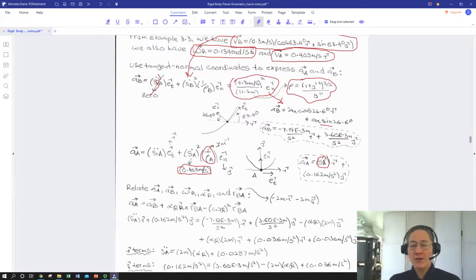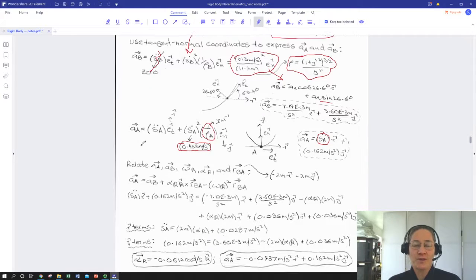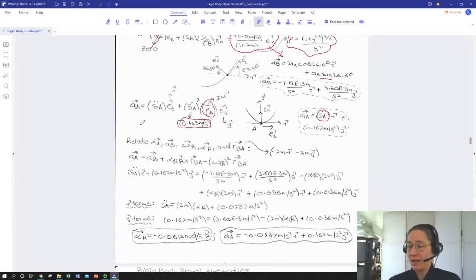So we could start, and we know they're on the same rigid body. We have a radius vector between the two of them. So we could start populating our acceleration equation for two points on a rigid body that's rotating and moving with respect to a fixed coordinate system, and just start putting in the things we know and see if we can't come up with enough equations to solve for the things we don't.